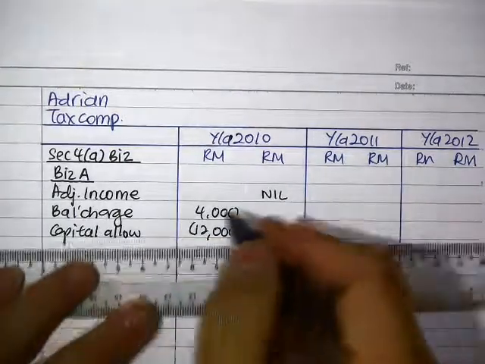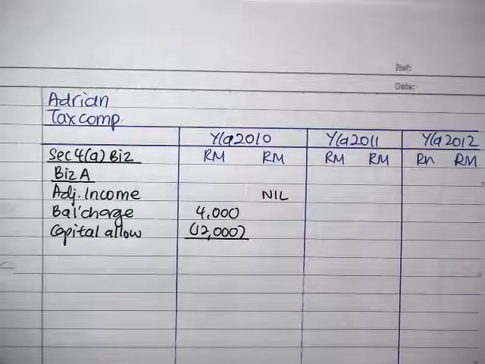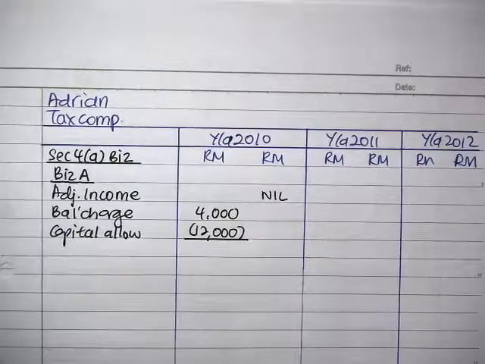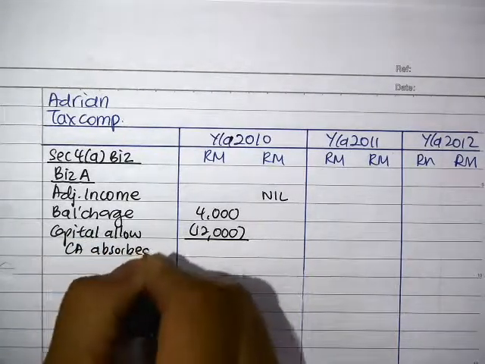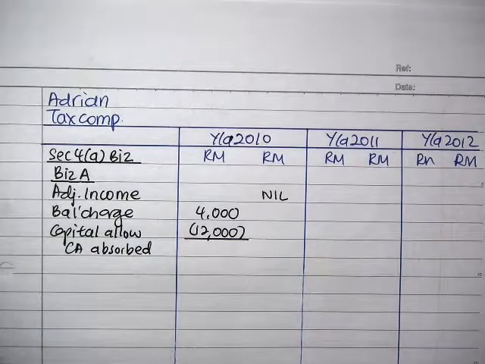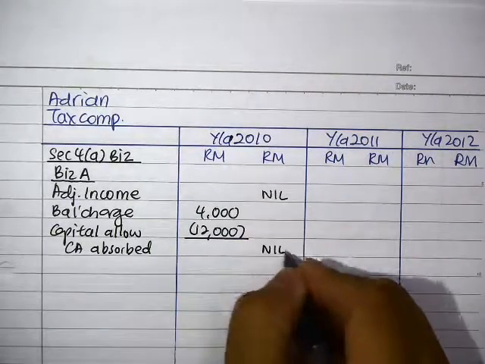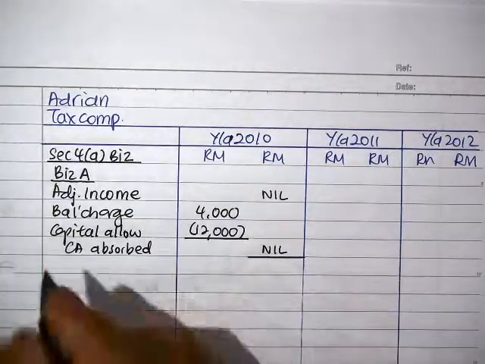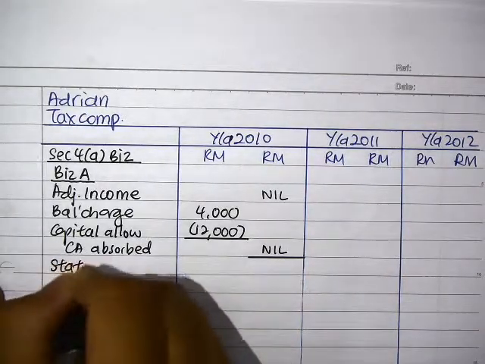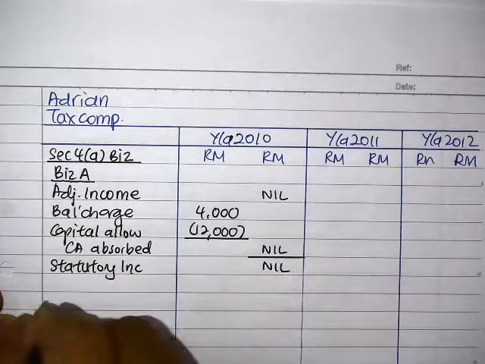So you notice that 4 minus 12 is minus 8. But you don't have sufficient adjusted income to absorb, so it's a nil here. There's no CA absorbed, and you're going to carry forward that 8,000 to the next year. So the statutory income is nil.